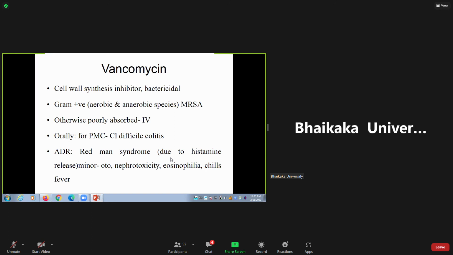Along with that, another drug not belonging to beta-lactam, but being depicted as a cell wall synthesis inhibitor, is vancomycin. But mind that the cell wall synthesis inhibition of vancomycin and that of beta-lactam are not the same. Don't get confused. Okay, I end here.